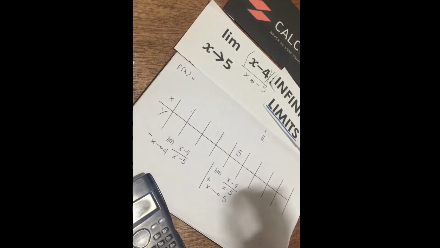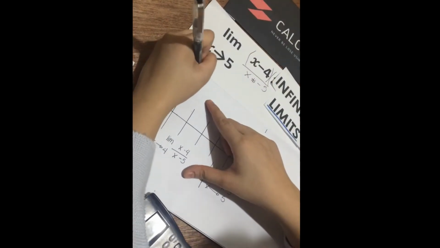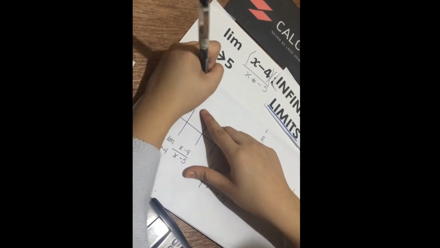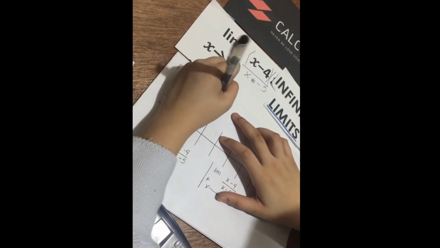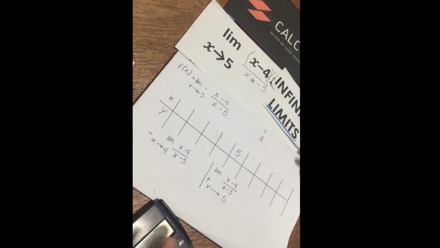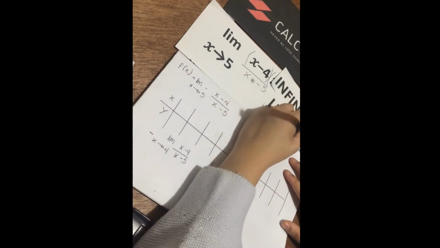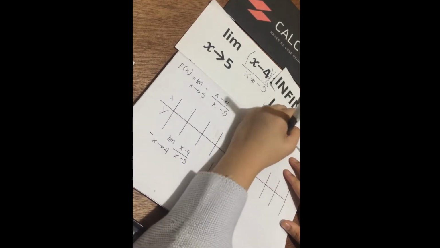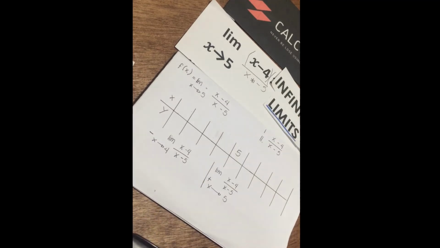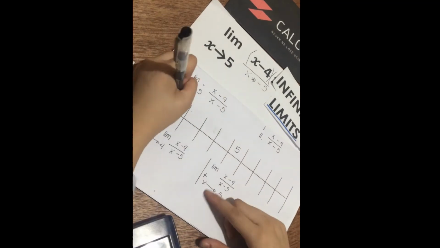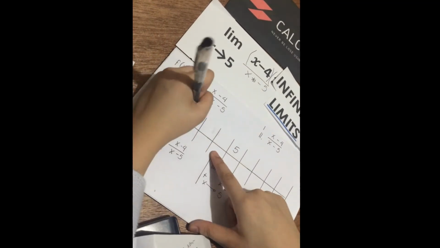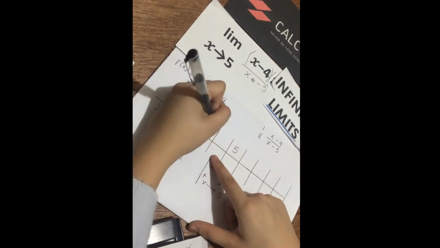For our last example, we will evaluate and solve for the infinite limits. Again, let's take note of the following. First, x minus 4 over x minus 5. Second, x approaches 5. The process is still the same. We will direct substitute the value of x to the function in order to get the left-hand side limit and the right-hand side limit.